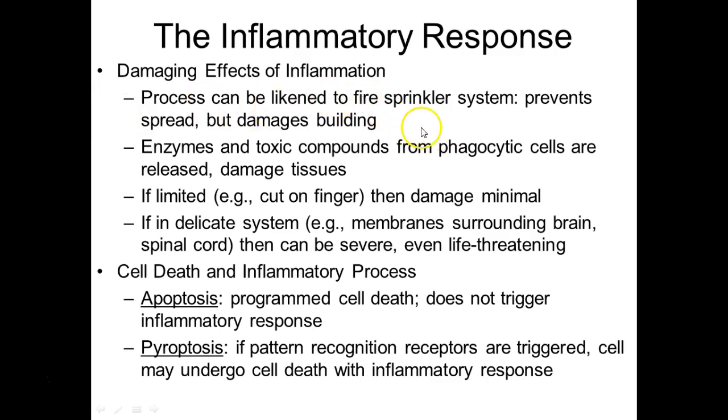Damaging effects of inflammation. So as I said before, it's like a sprinkler system. Once you turn this baby on, sometimes it's hard to turn it off, and it can be a problem in itself. Enzymes and toxic compounds from the cells, the phagocytic cells, the ones that eat the invaders, this can build up in that area and not be eliminated properly, and this can damage the tissues as well.